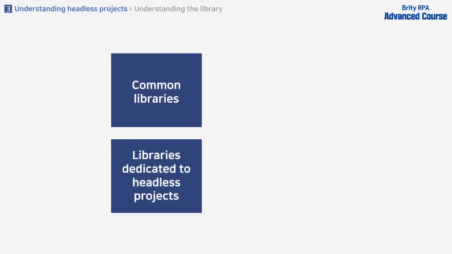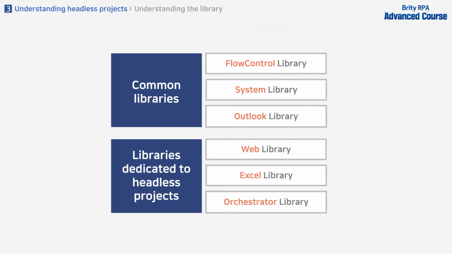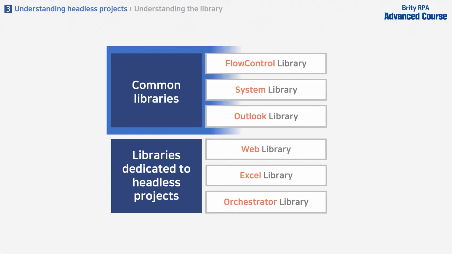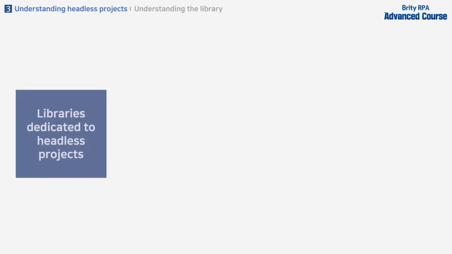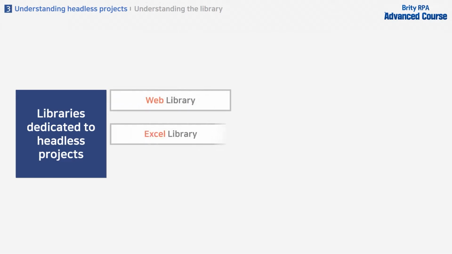For headless projects, there are 6 dedicated libraries available. Of the 6 libraries, the Flow Control, System, and Outlook libraries are common libraries and will not be covered in this course. Refer to the Essential course for detailed information about these common libraries. So, let's learn about the libraries dedicated to headless projects, which are the Web Library, Excel Library, and Orchestrator Library.